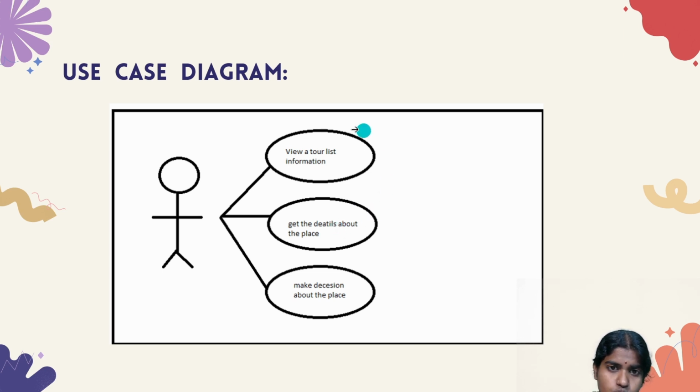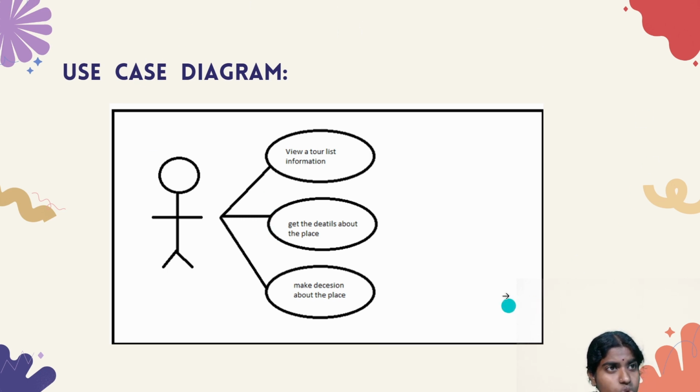Clear with this? So view the tour list information. All these are the different modules or blocks that are present. Whenever a user logs in to this tourism app, he can view the list of information, a tour list information. So what are the list of places to visit? After viewing the list of information, he is going to get the details about the place, what the total cost is, and how to visit this place. So all these are the different blocks that are involved in this use case diagram.